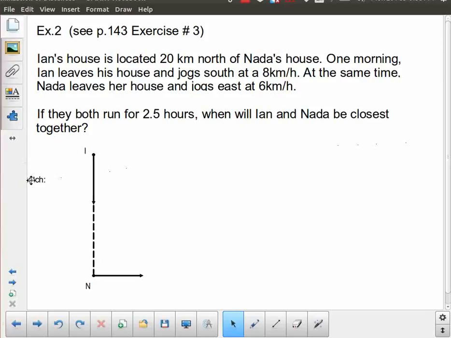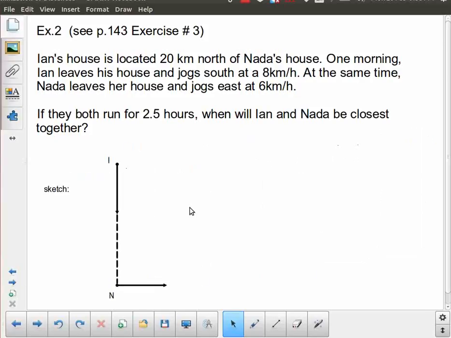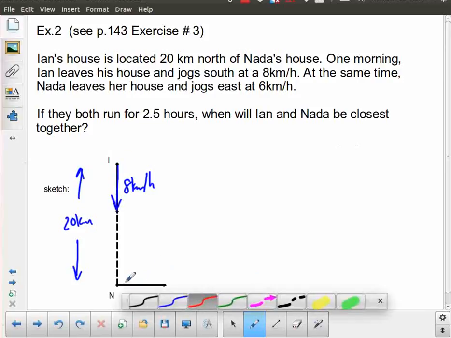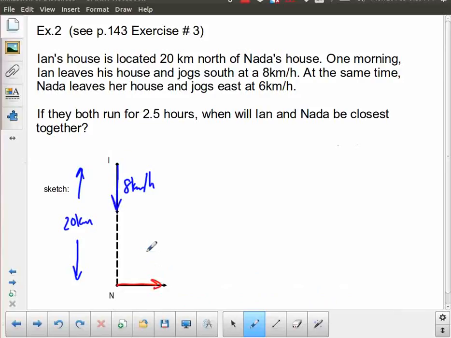So first of all, we need to visualize this situation. Okay, so Ian starts here, 20 kilometers to the north. And he heads south at 8 kilometers per hour, so that is going that way. Nada, on the other hand, is going to go this way at 6 kilometers per hour.